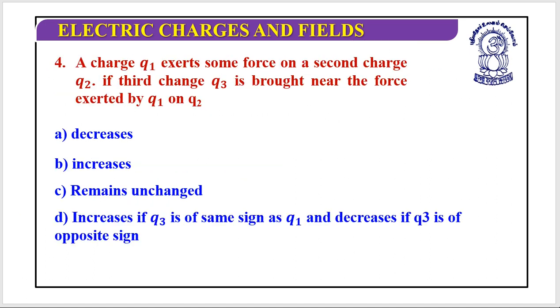Next, a charge Q1 exerts some force on a second charge Q2. If a third charge Q3 is brought near, the force exerted by Q1 on Q2. Okay, first understand what they are trying to ask. This is Q1, this is Q2. Let us say this. And let's say the distance between these two charges is R.